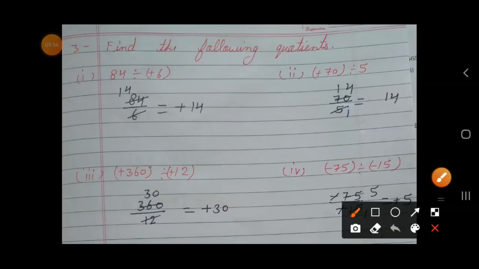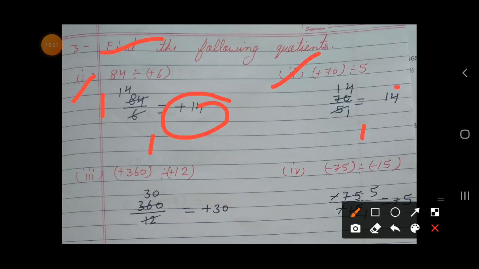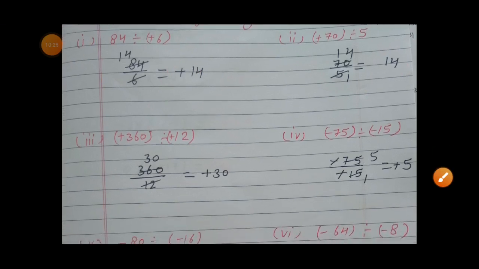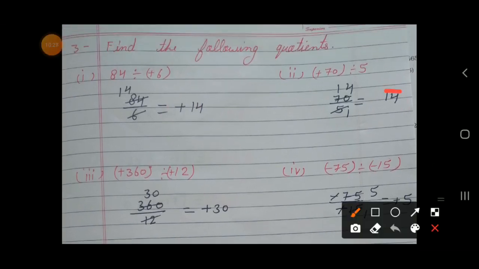Next is 3. Find the following quotient. This division is here. In first part, 84 divided by 6, both are positive. 6 1 is 6, 6 4 is 24. 14 we are getting. In second part, plus 70 divided by 5. 5 1 is 5, 5 4 is 20. Plus 14 you are getting in second part. So which one is having no sign like this? It means it is positive.